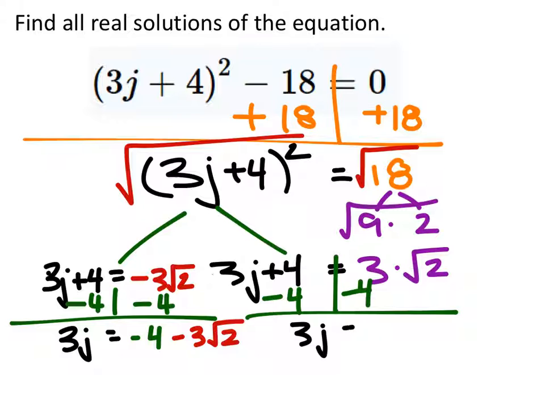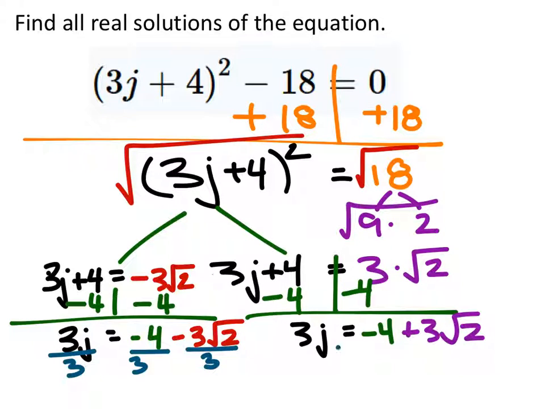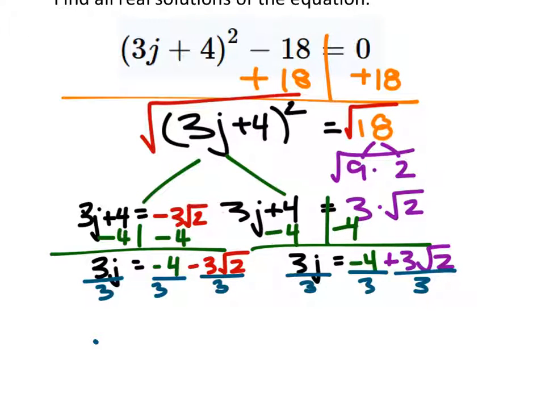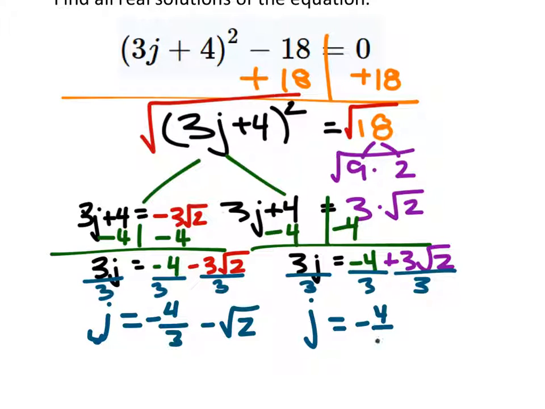All right, we got 3j equals, well, we still got negative 4. But now this is a positive 3 root 2. From here, we're just going to divide all the terms by 3 so that we can just get j for both equations. And now we'll simplify this. I got j equals negative 4/3. Minus 3 divided by 3 is 1, so that's really just 1 root 2. And then over here I've got j also equals negative 4/3.